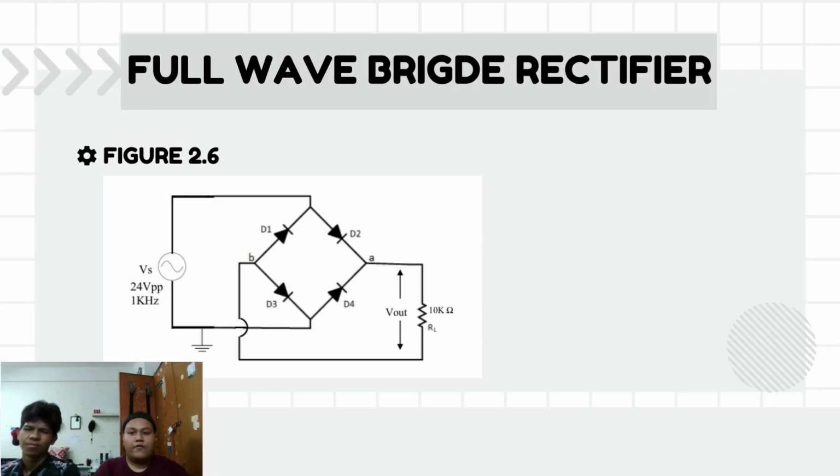This is the circuit for full wave bridge rectifier that has four diodes D1, D2, D3 and D4 and one resistor. The value of the resistor is 10k ohm, connected to Vs that is 24 VPP and 1k hertz.